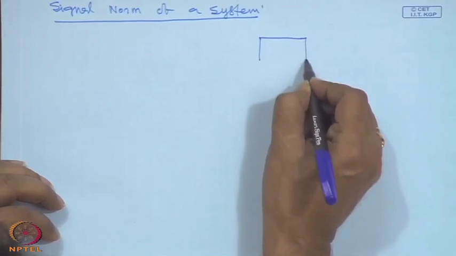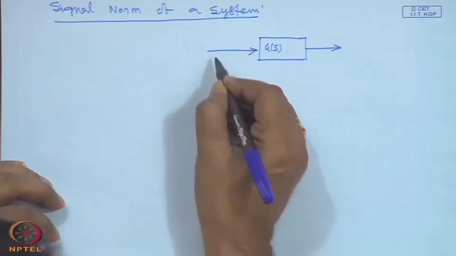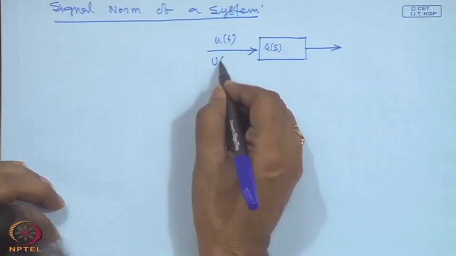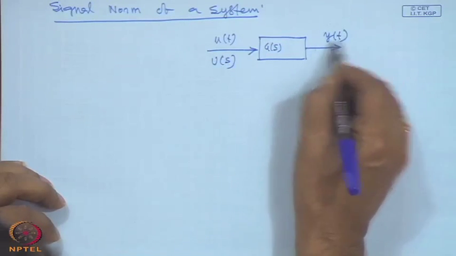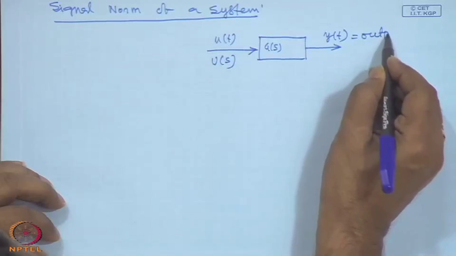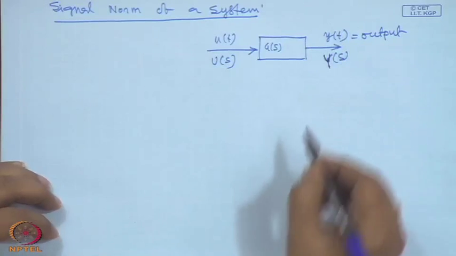Suppose, as we have seen in our earlier lecture, if you have a dynamic system, we can write the dynamic equation either in a transformation model or a state space model. Let us call it a system with a transformation model G(s). This is our input u of t, and in Laplace transform it is u of s. The output is y of t, and in Laplace domain it is y of s, the Laplace transform of y of t.